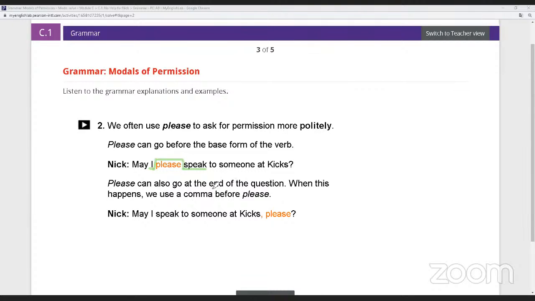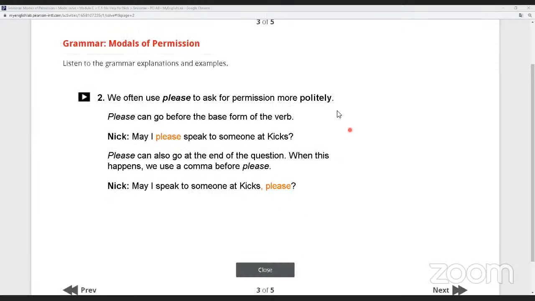Now you have another option: you can also place it at the end. If you're gonna do it, you have to use a comma, space, and the word please, in order to sound more polite. But don't forget that we use a comma. This is very important when we talk about punctuation. So that will be everything until this part.